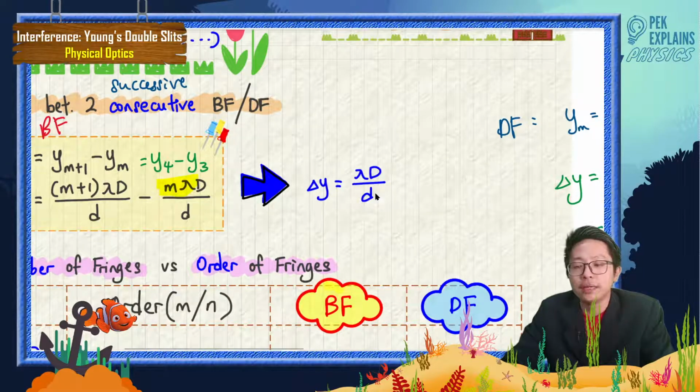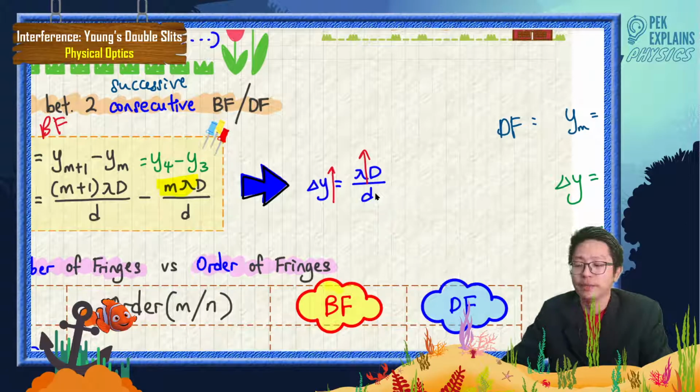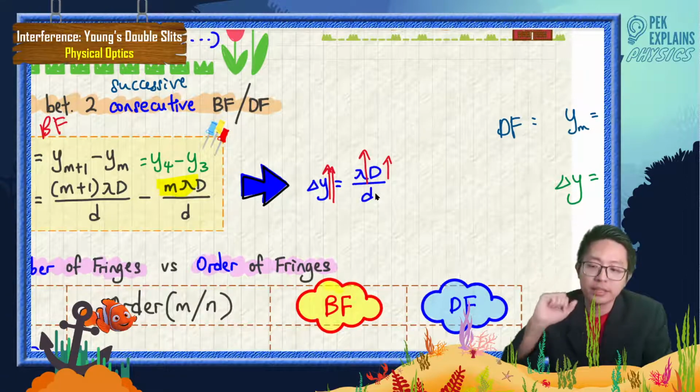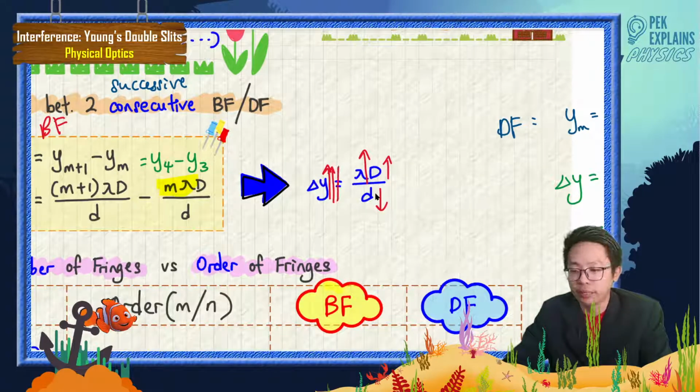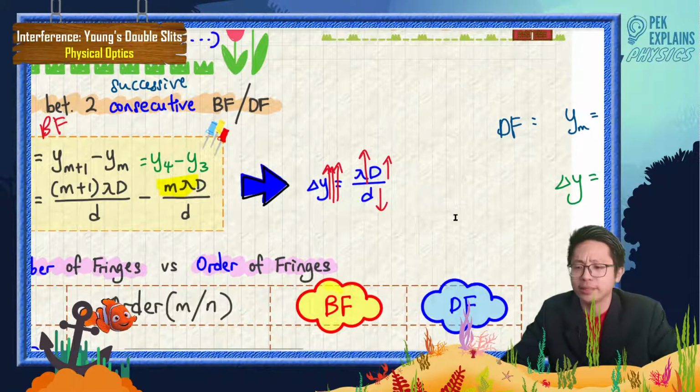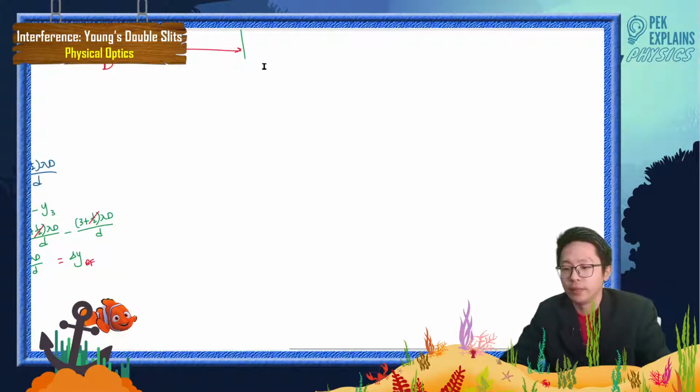If you are using a longer wavelength, the separation between the two fringes is bigger. If the distance of the screen is further away from the double slit, the separation also becomes bigger. If the distance between the two slits of the double slit is smaller, you get delta y also bigger. What do I mean by this? Again, delta y equals lambda D over d.